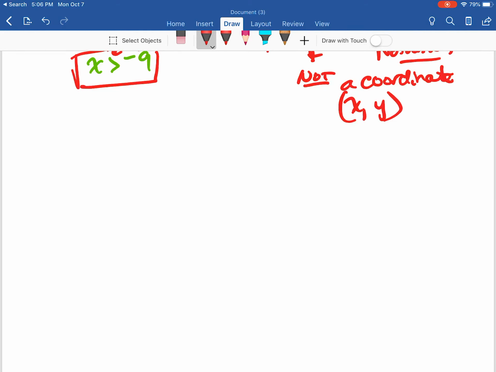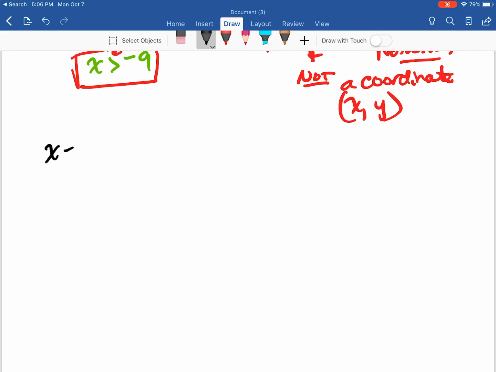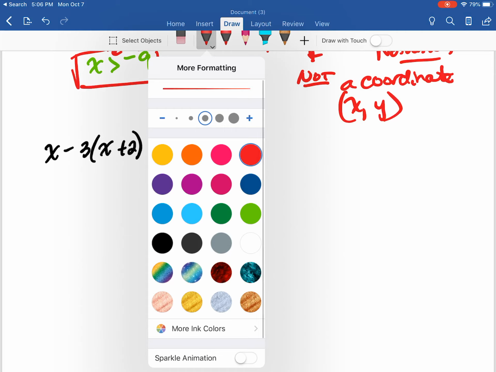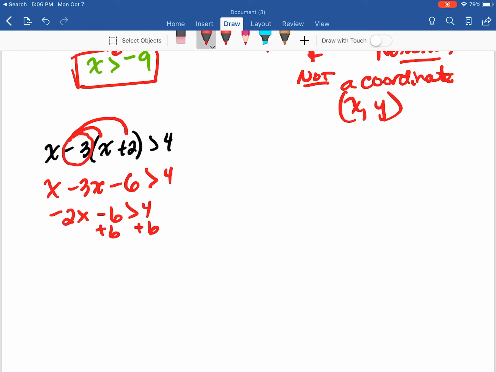All right, let me do one more problem. Let's say I have x minus 3 times x plus 2, and then that's going to be greater than 4. Just like before, I'm going to combine like terms and simplify. I have a negative 3 here that needs to get distributed. So this becomes x minus 3x. Then negative 3 times positive 2 becomes negative 6, greater than 4. Combine like terms. This is going to become negative 2x minus 6 greater than 4. I'm going to add 6 to both sides. That's going to give me negative 2x greater than 10.